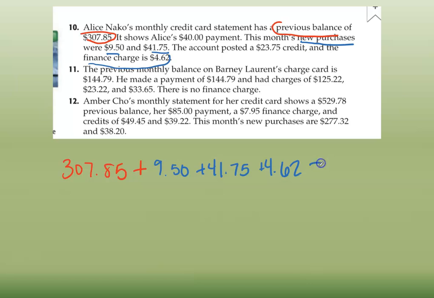But I'm going to subtract the payments and subtract the credits. So the payment, and I'm going to change my color on this. The payment is here, and a credit is here. So I'm going to subtract 40, and I'm going to subtract 23.75. If I do that correctly, I should get $299.97. Okay, so I want you to do 11 and 12.